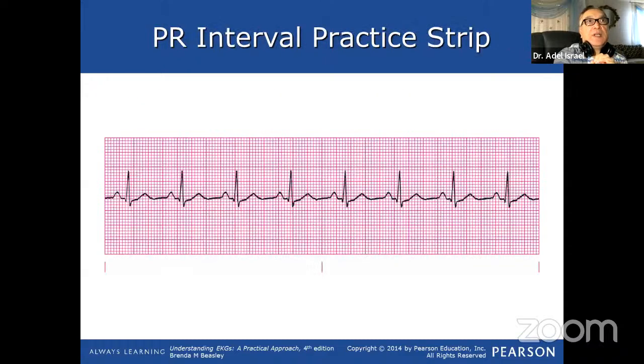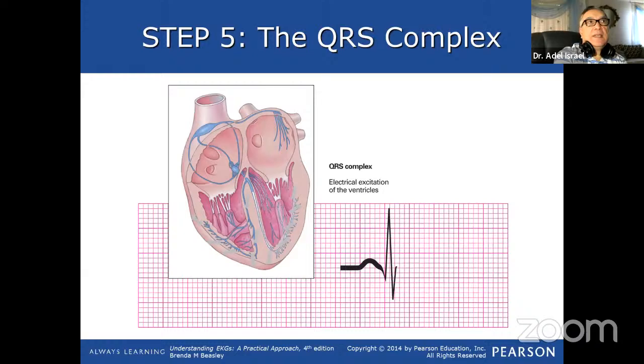The PR interval practice strip: if we count, we did this before, we have to start from the beginning of P, like here, till the beginning of QRS, and you count how many small squares, and you multiply it by 0.04, you will get the time for the PR interval. And this is the last step, which is how to measure the time for QRS.